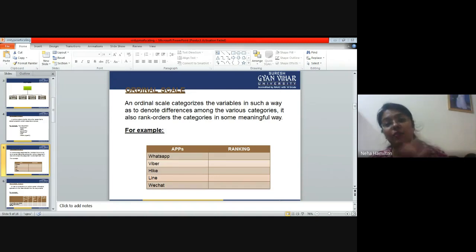It is in terms of order. So whenever we are doing the data analysis, we understand that one means the highest and five means the lowest. This we have to understand. Okay, so this is called the ordinal scale.